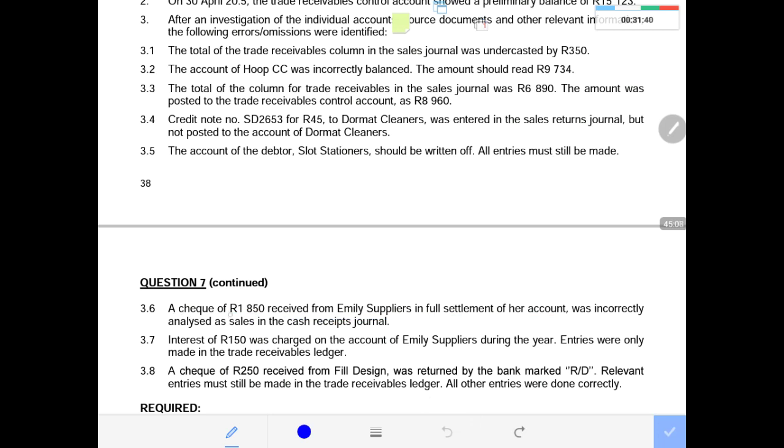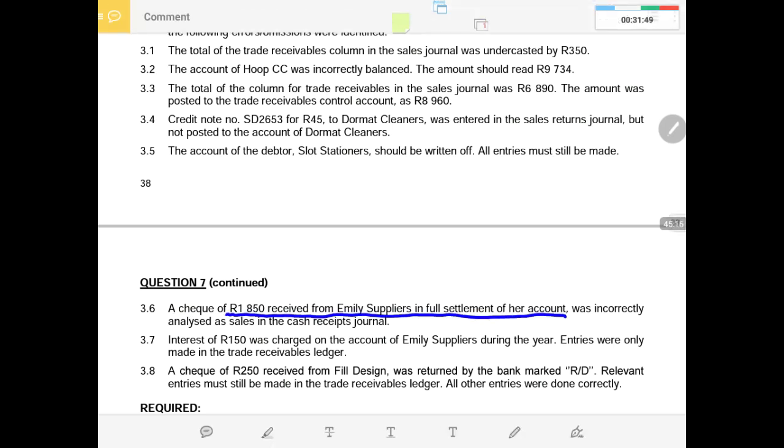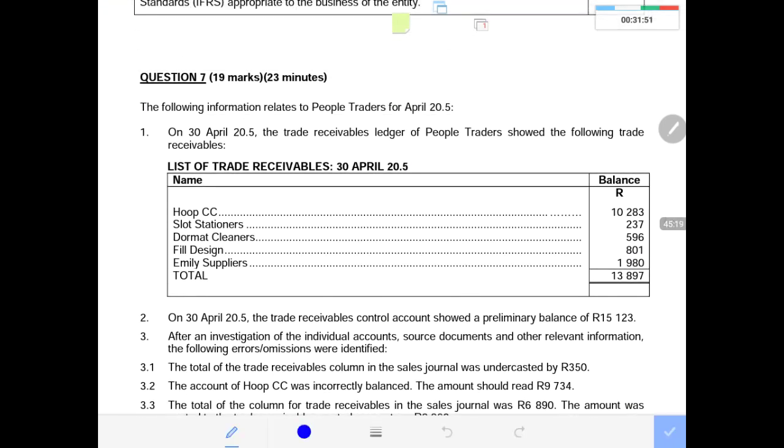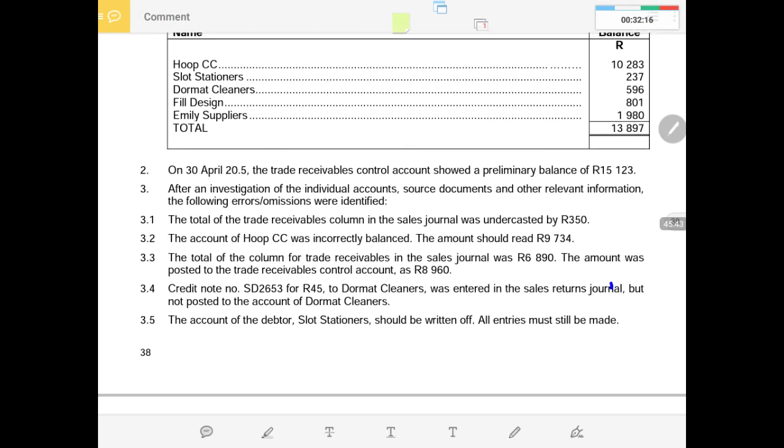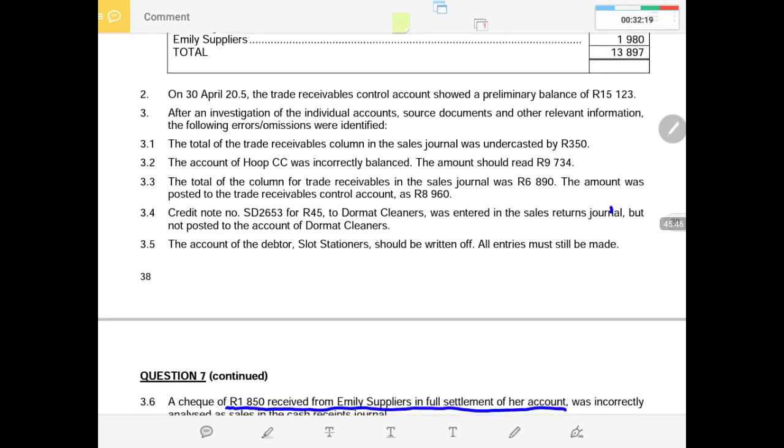A check of 1,850 was received from Emily Suppliers in full settlement of her account, meaning Emily Suppliers was paying her full account. How much was she owing us? She was owing us an amount of 1,980. Why is she settling the account yet paying less than what she owes us? That means there must have been a discount that this customer was given. That is why she is settling the account, because when you settle the account, you're paying it off. So if she is settling the account but is paying less than what she owes, she must definitely have been given a discount.